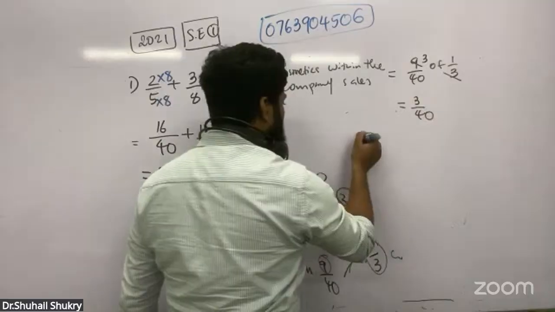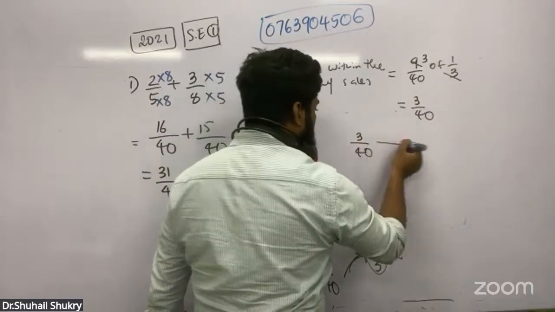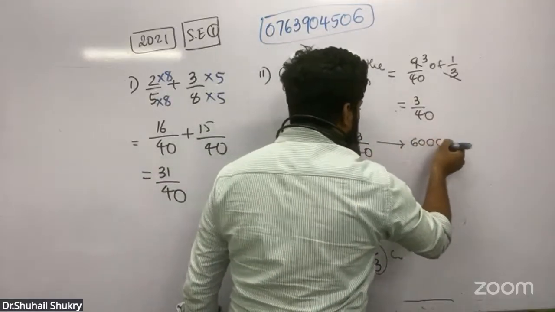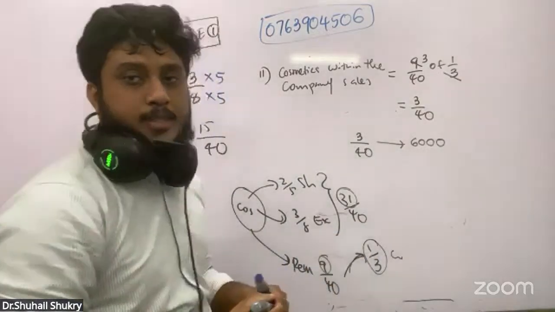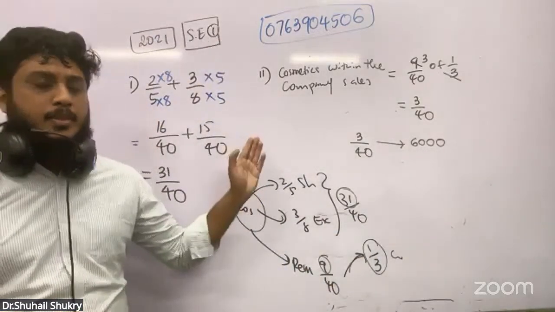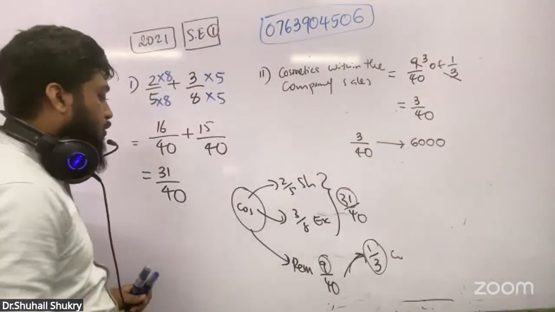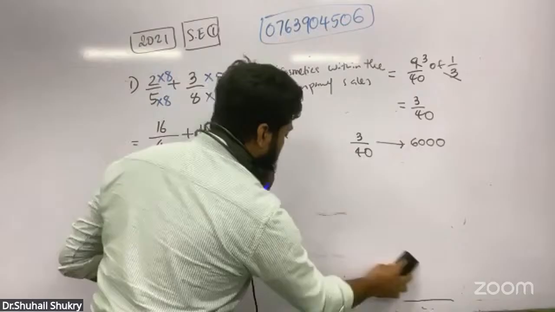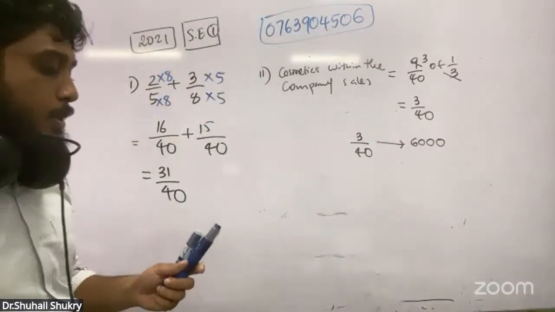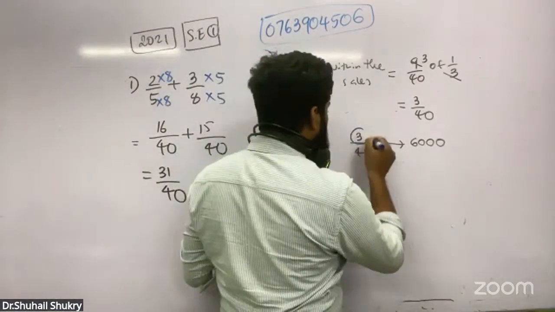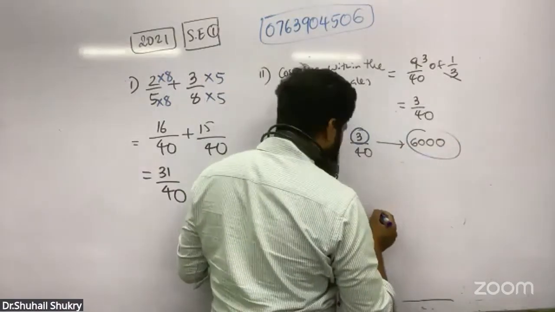And they have told this 3 over 40 is how much? 6,000. Always they will give a fraction and connect it to a value. Always they will ask to find the total value from this. When they ask to find the total value, guys, what should you do? How many parts are 6,000 now? 3 parts are 6,000. So first of all, I have to check for one part.